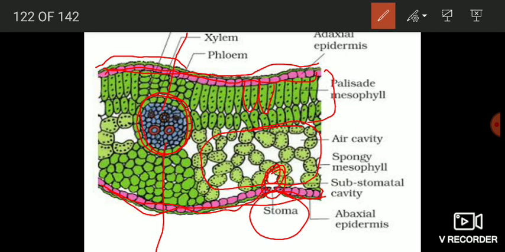Okay, this is all about the anatomy of dorsiventral leaves. I hope you all understand this.